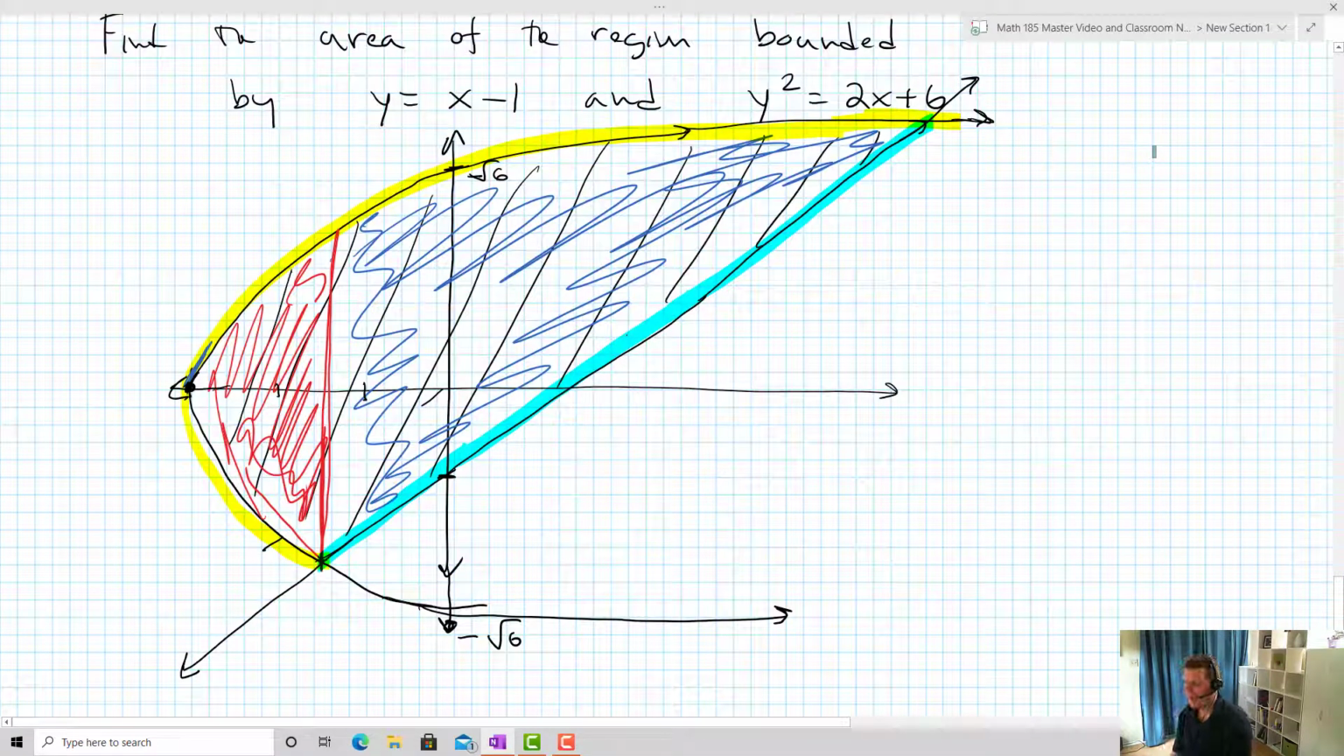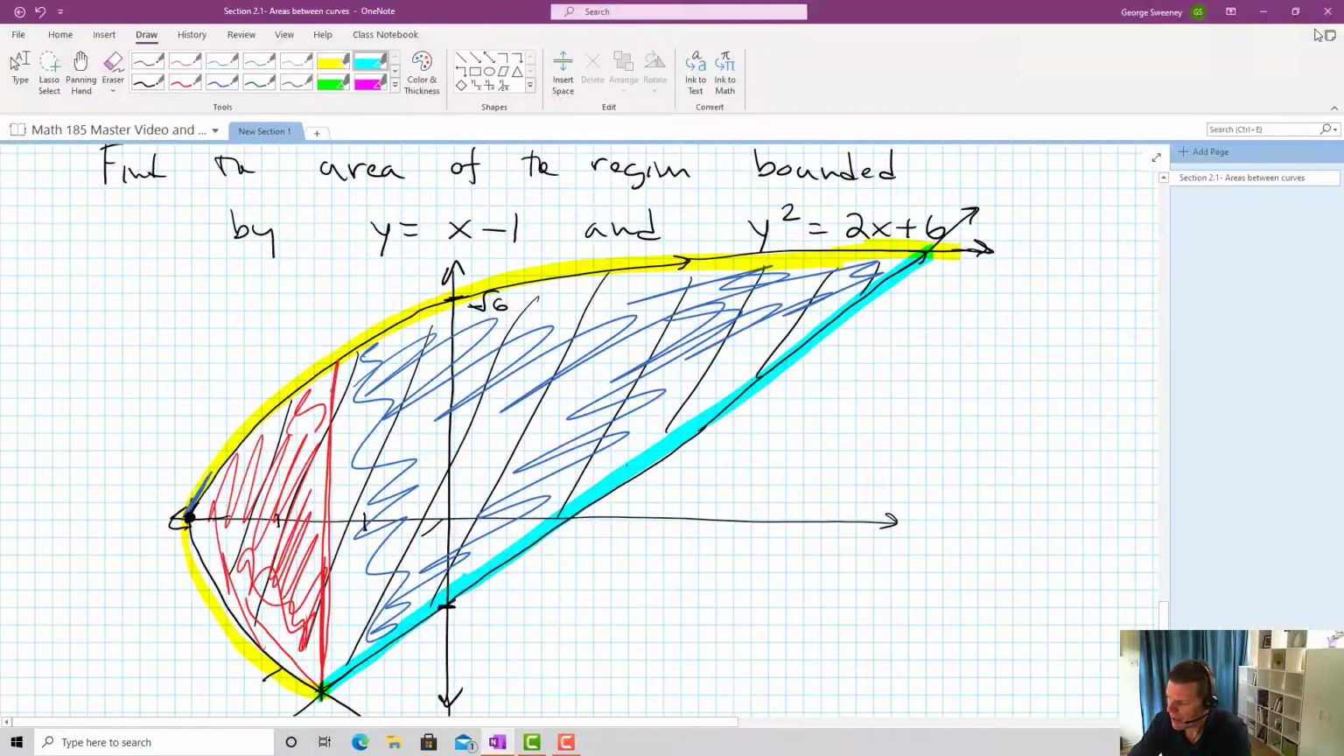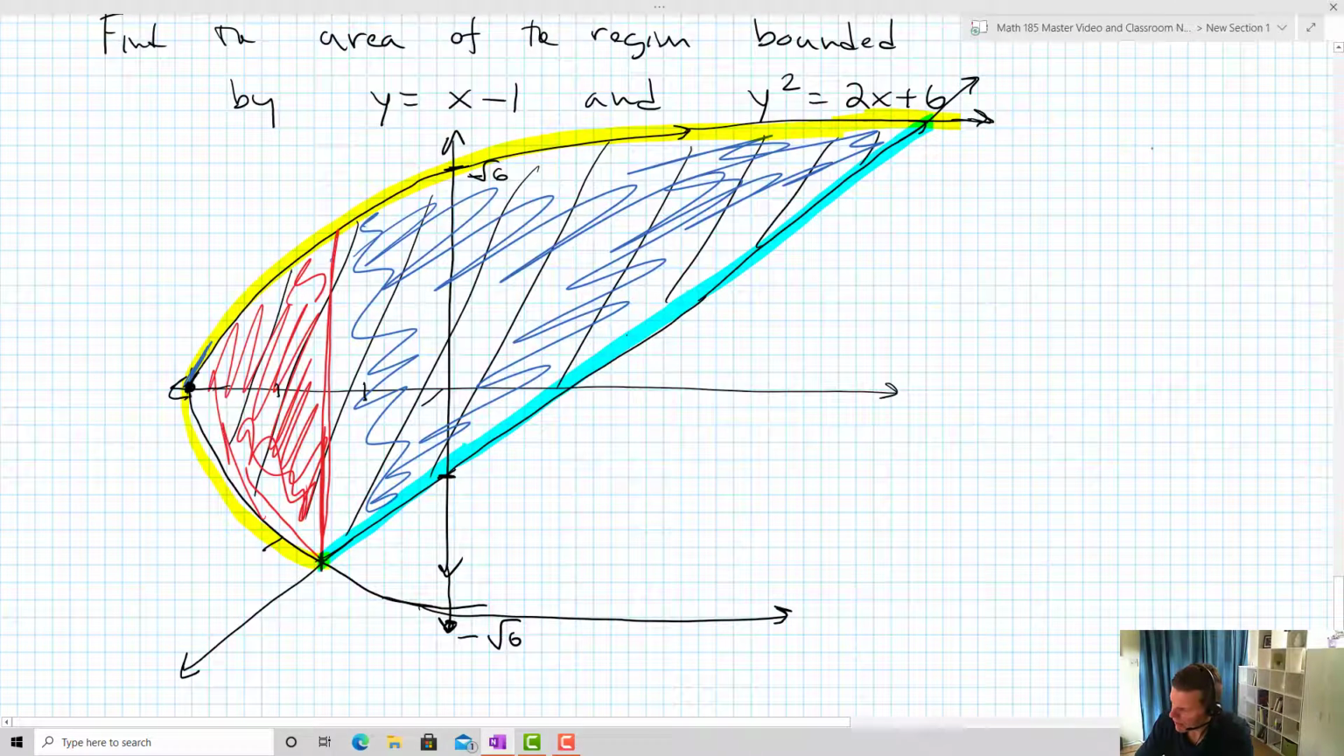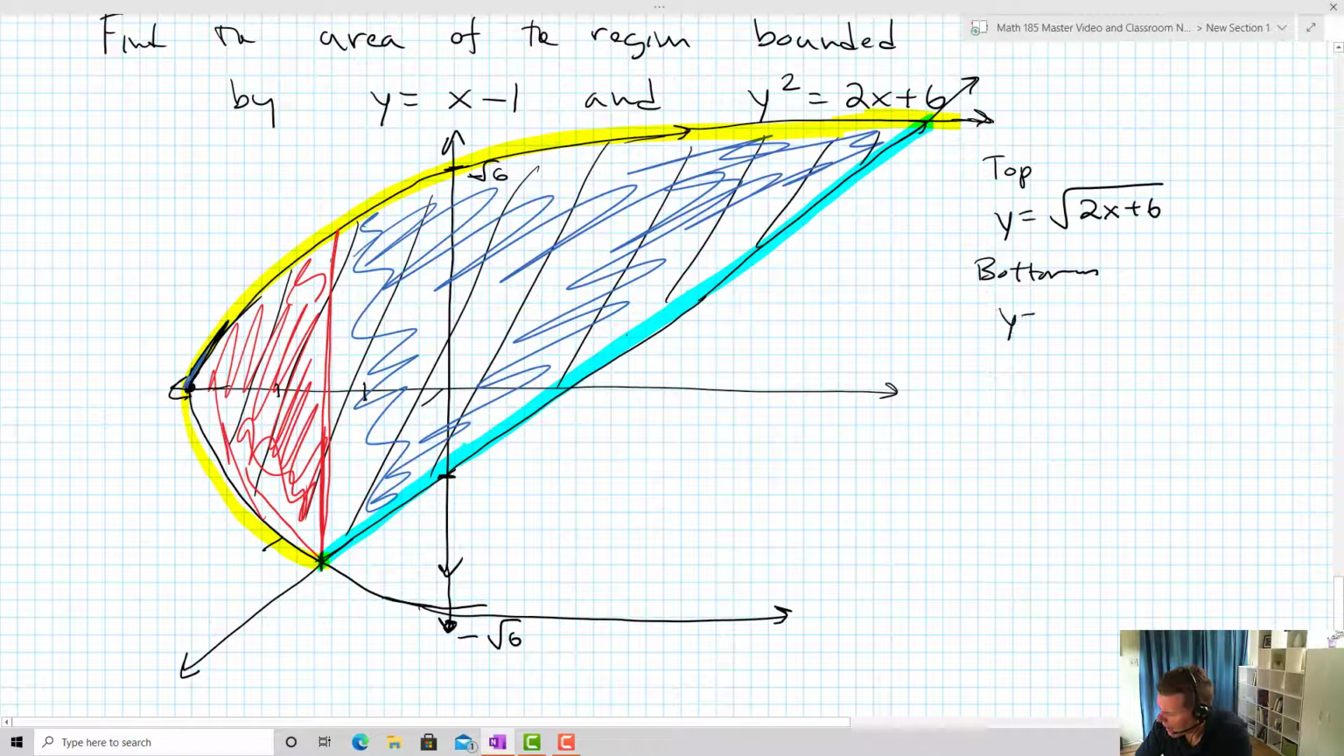All right, so what we're going to end up having to do here is take two integrals if we do them with respect to x. The first integral is going to have the top curve be y equals the square root of 2x plus 6, positive, because that's the top half of this parabola. And then its bottom curve is going to be y equals negative root 2x plus 6, because that's this bottom curve right there.